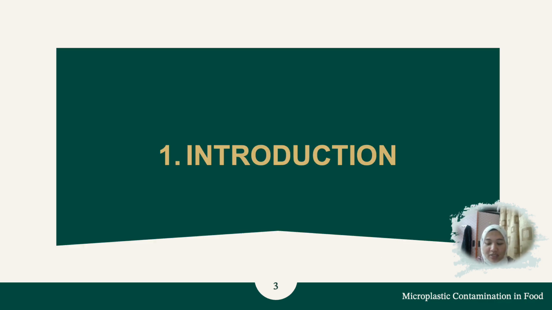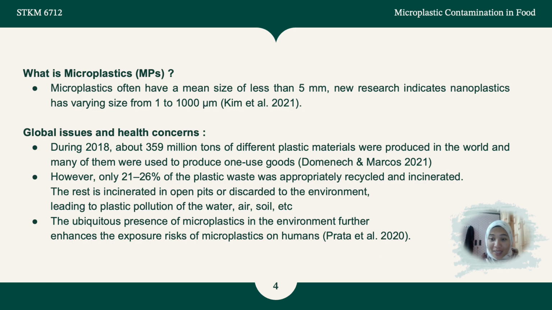So, as an introduction, what is microplastic? Microplastic is actually plastic that has a mean size less than 5 micrometer, and it also can reach a size of 1 to 1000 nanometer, and this is known as nanoplastic. So let's continue with the global issue and health concern.